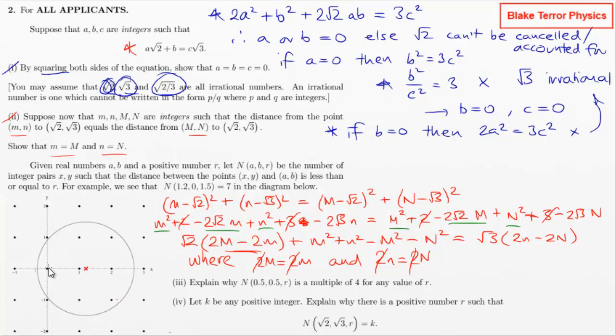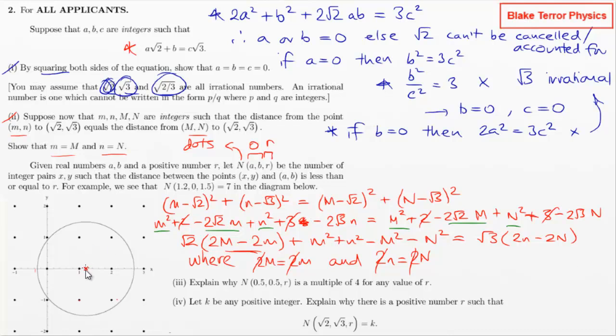1, 2, 3, 4, 5, 6, 7. Right, there's 7 dots in the circle. If that is the center of the circle, and that is the radius of the circle, right, okay. So that's what they've got. And then N is the number of dots. Right, that seems good. Explain why N(0.5, 0.5, r) is a multiple of 4.